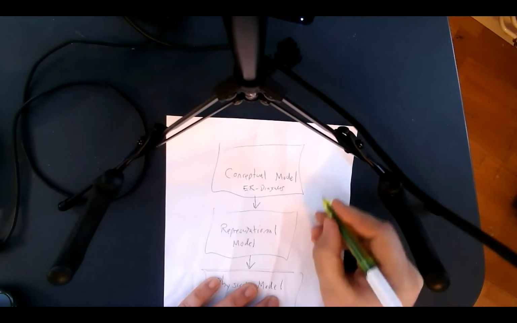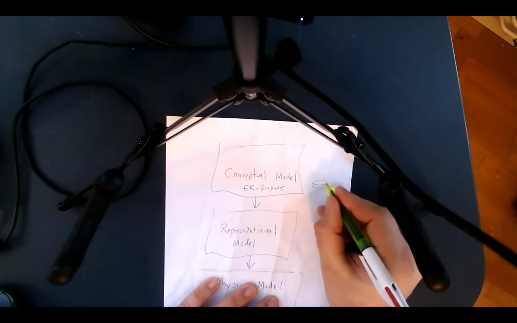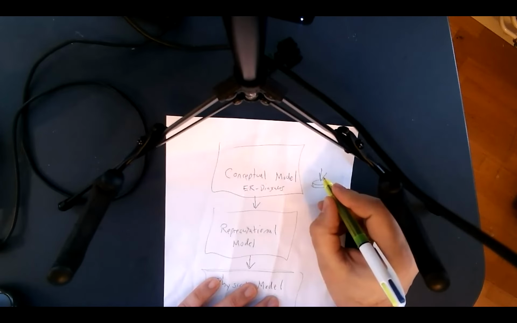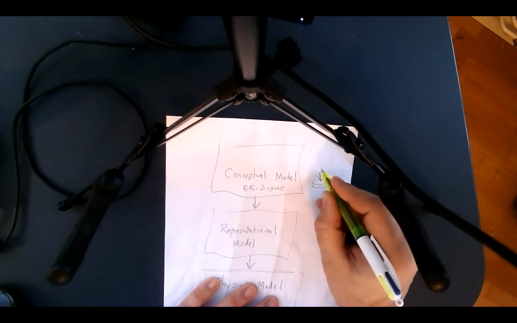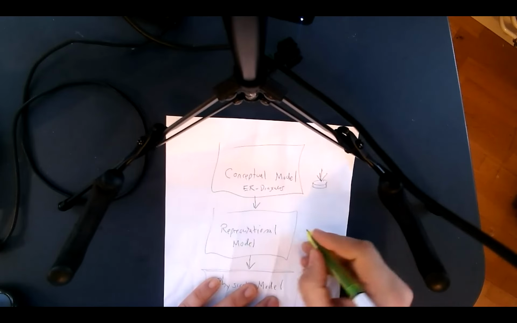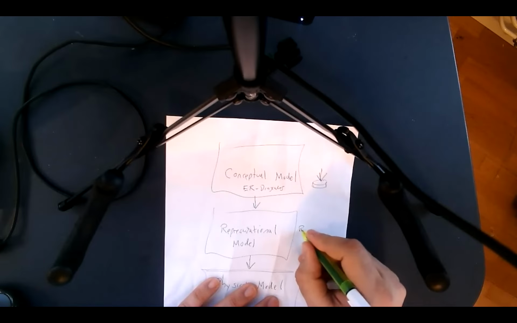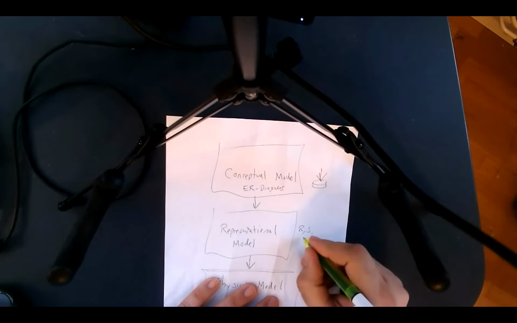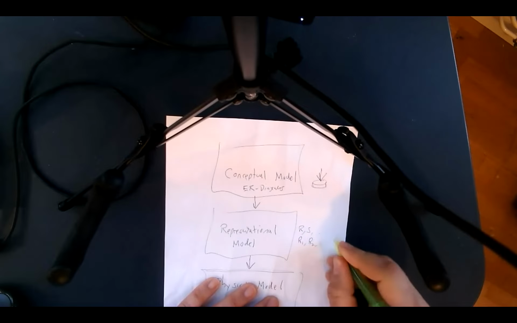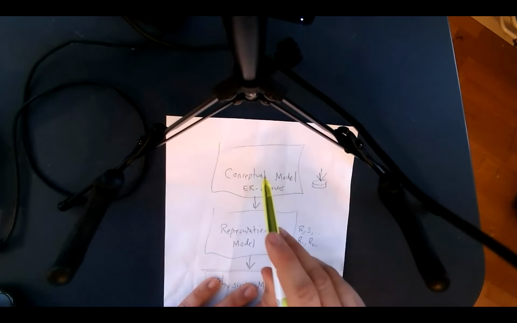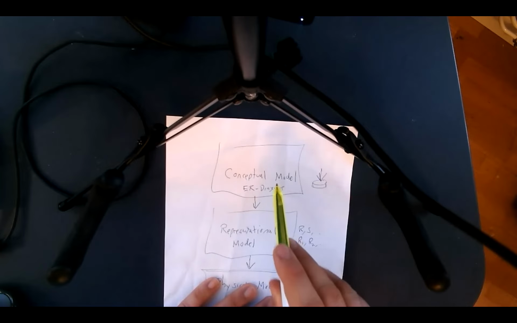And I always show it this way. When you finish with the ER diagram, you push a button on it, and this automatically, or let's be honest, semi-automatically translates this into the representational model. For relational databases, that's a set of relations, R1, R2. So a bunch of table definitions plop out of the actual conceptual model. That's the whole point.